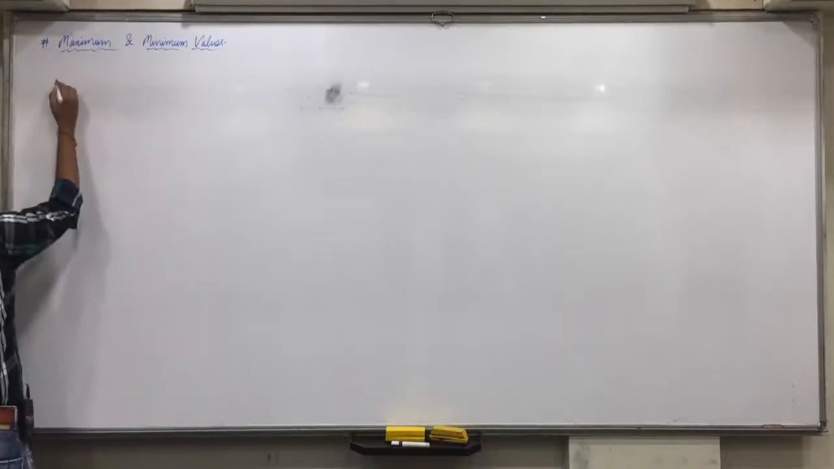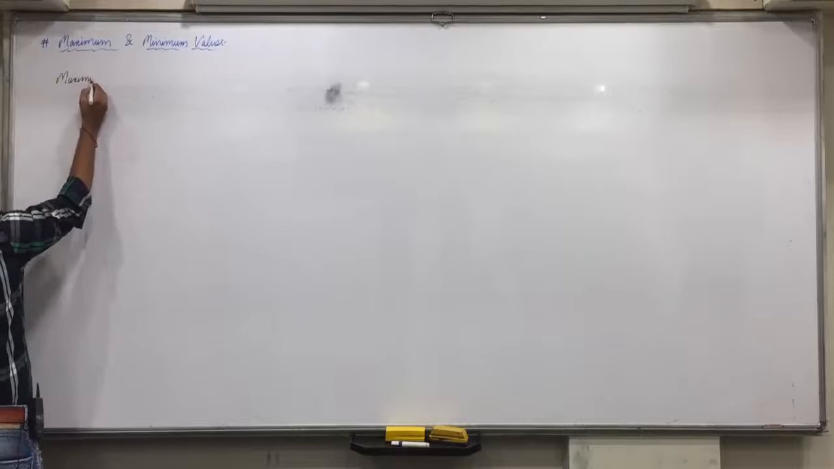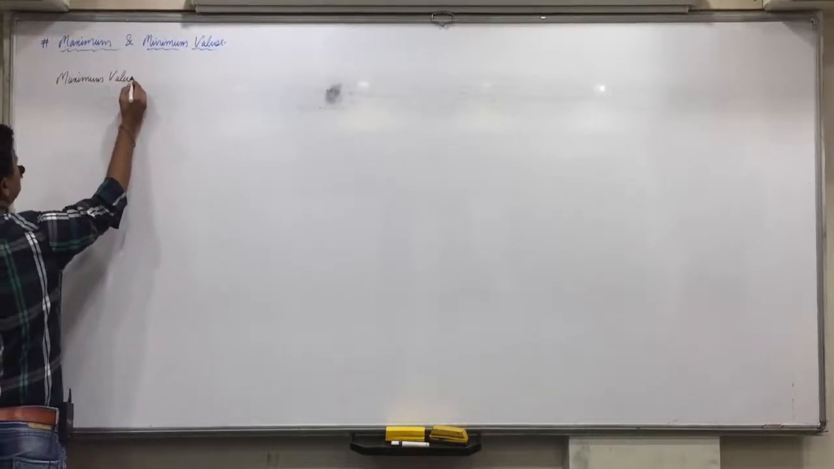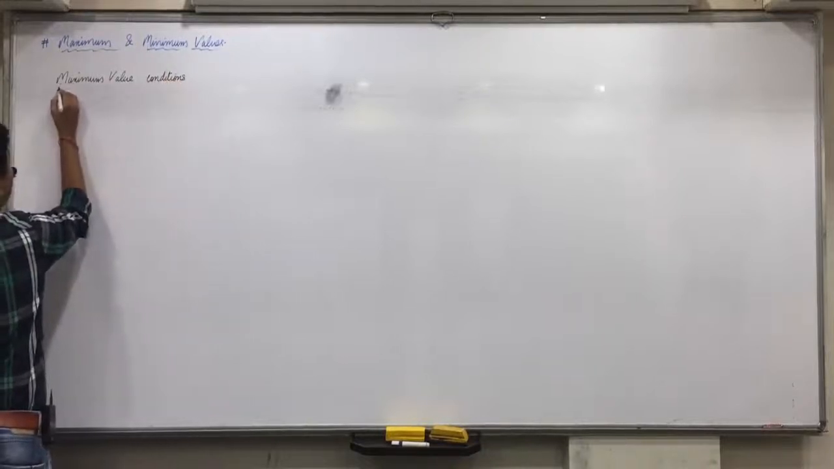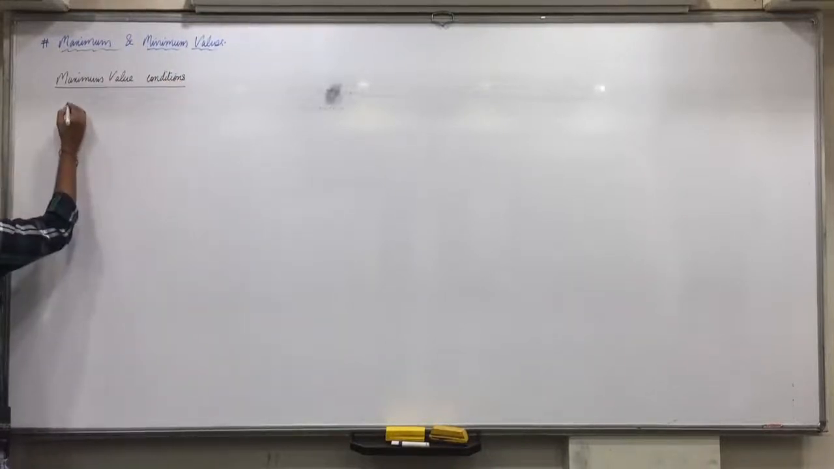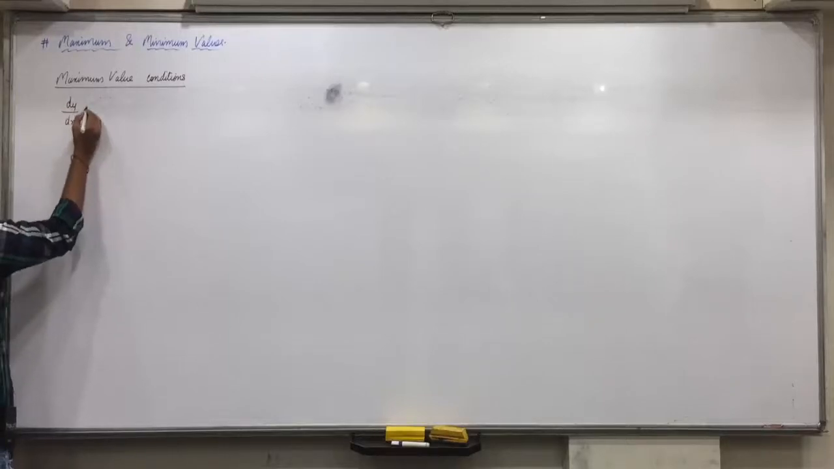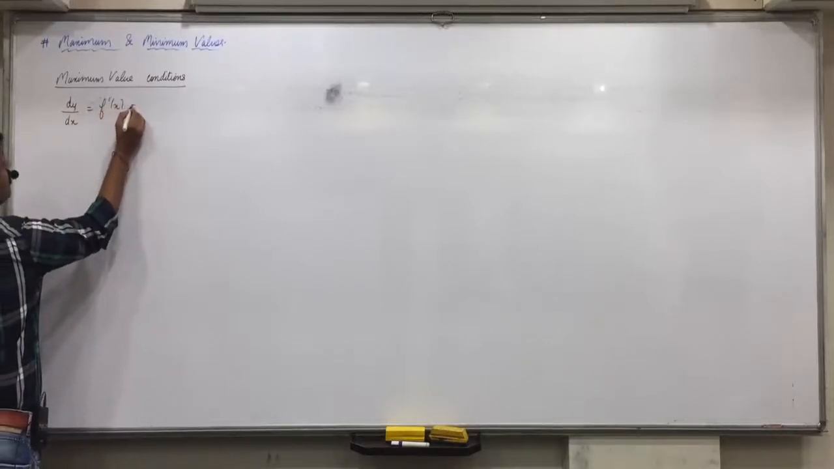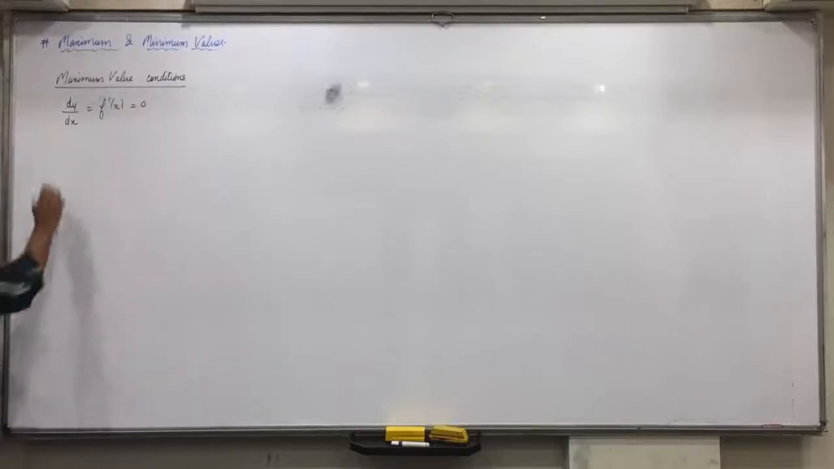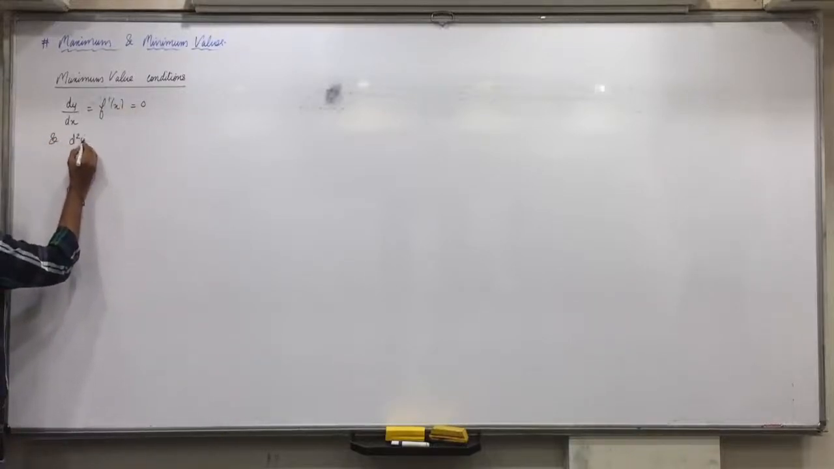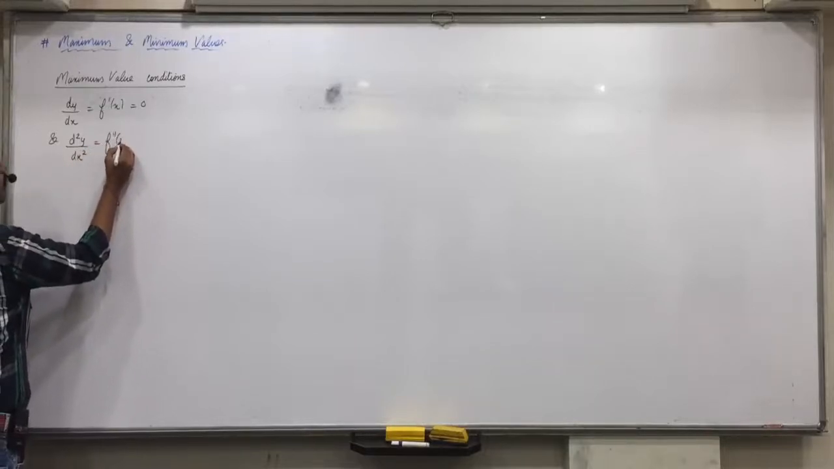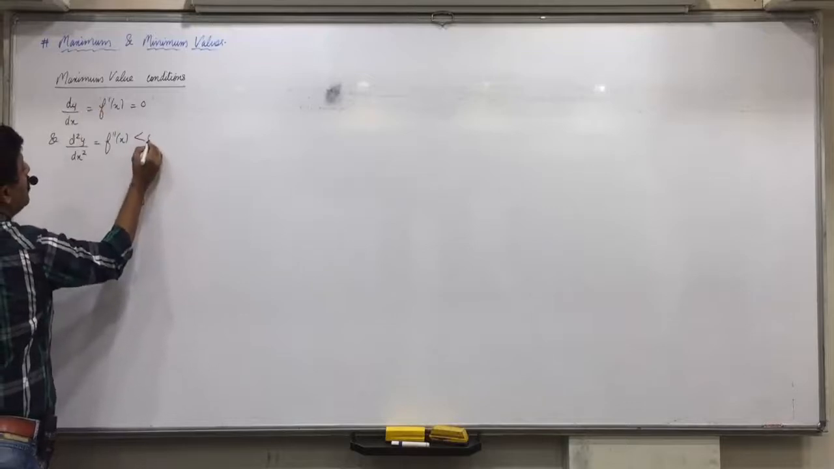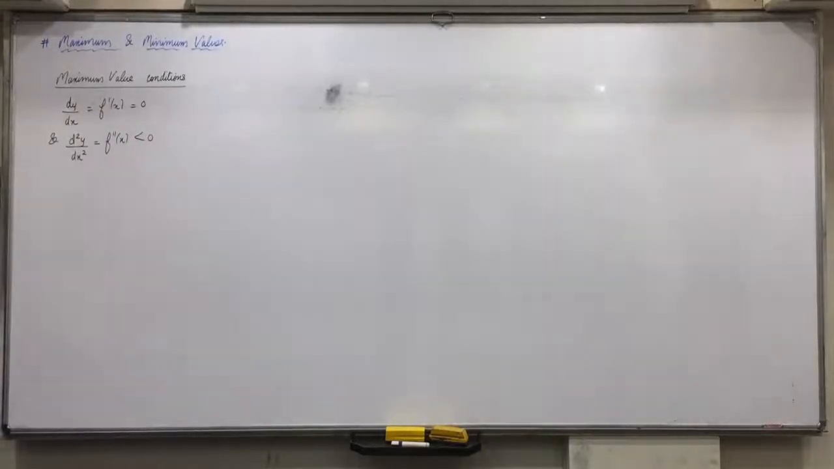Whenever you are asked for a maximum value, two conditions are to be satisfied. First condition, dy by dx or f dash x must be equal to 0. And second condition, d square y by dx square or f double dash x, for maximum value it should be negative. For maximum it should be negative.